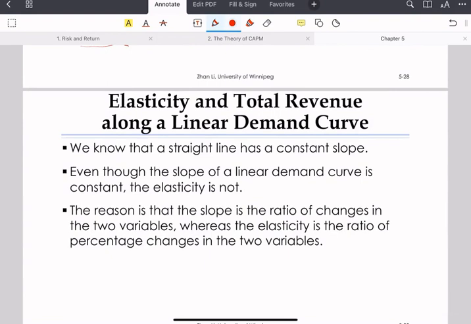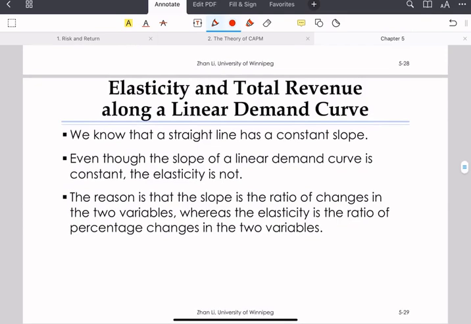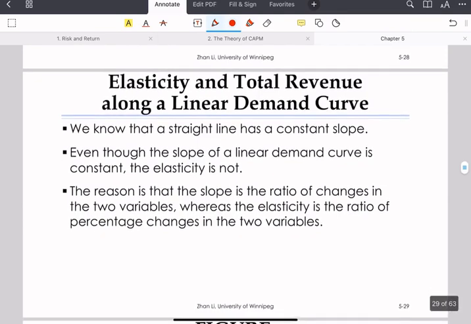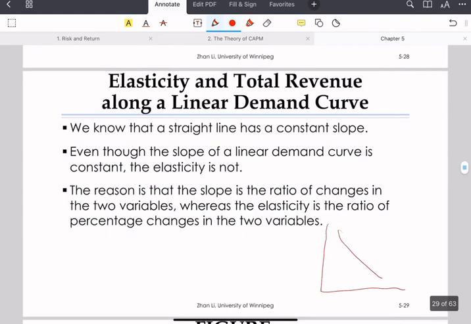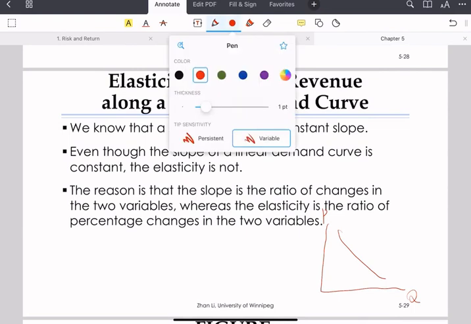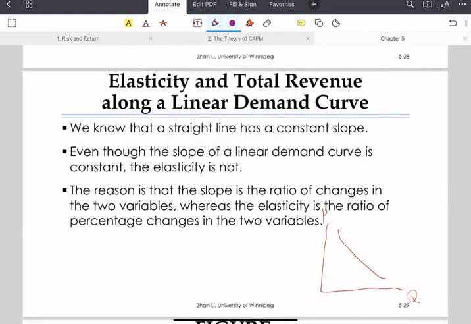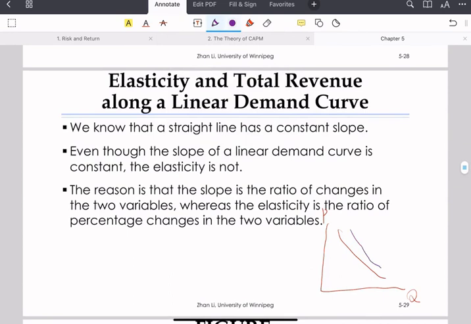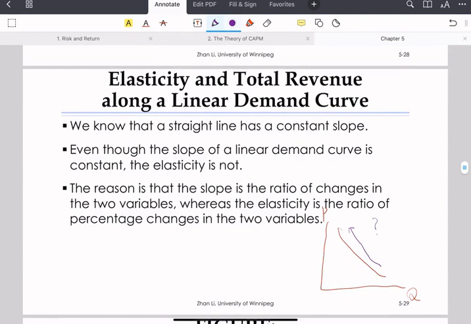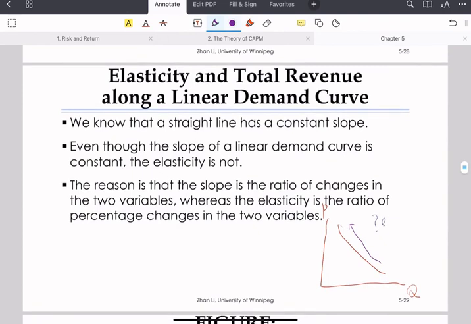Now, let's examine how elasticity will change as we move along a linear demand curve. So let me repeat the question. The question here is, if we have a demand curve, right? So this is a demand curve. As we move along the curve, that is, let's say we move upward, that is, we increase price, we want to ask, as we increase price, how elasticity will change, right?